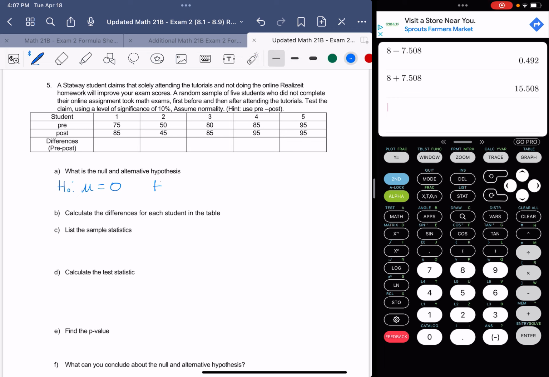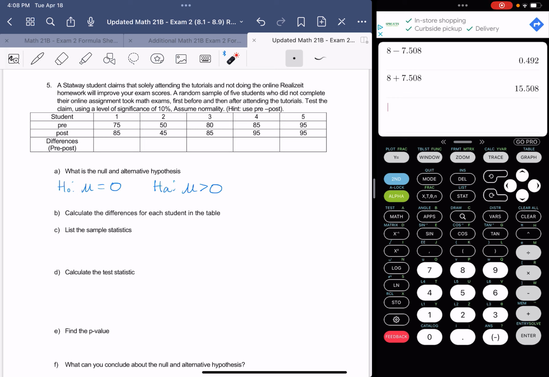Now, what about for the alternative? Is mu going to now be less than 0, mu is greater than 0, or mu simply does not equal 0? Greater? Mu is greater than 0, and we can say that because, test the claim. Oh wait, where'd the claim go? The student claims that by doing tutorials and not doing their homework, it will improve your exam scores. So that means comparing pre to post doing the tutorials, your exam scores will go higher. So mu is greater than 0.